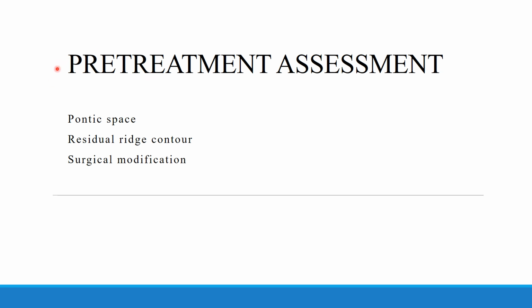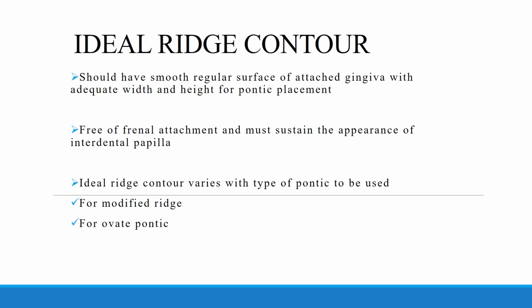Okay, coming to the pre-treatment assessment. So the pontic space, residual ridge contour, and surgical modification. Firstly, the ideal ridge contour should have a smooth regular surface of attached gingiva with adequate width and height for pontic placement, free of frenal attachment, and must sustain the appearance of interdental papilla. Ideal ridge contour varies with the type of pontic to be used, for modified ridge and for ovate pontic.